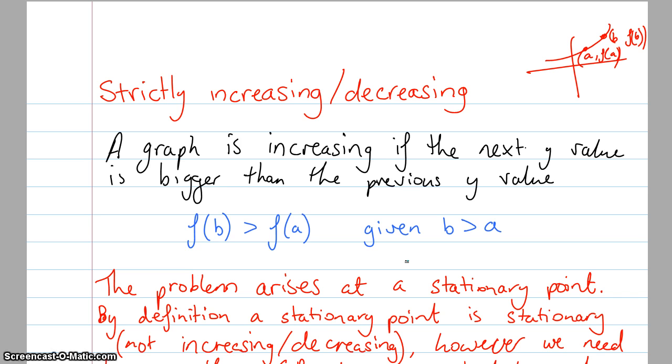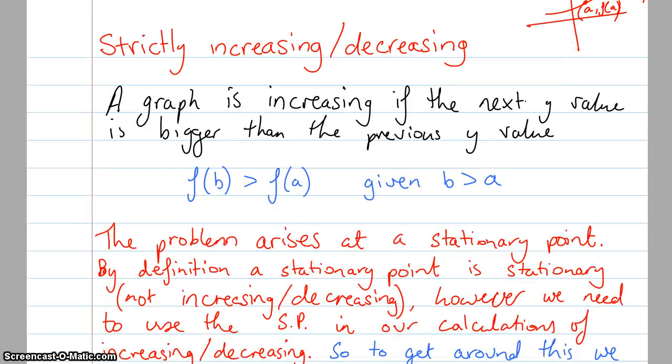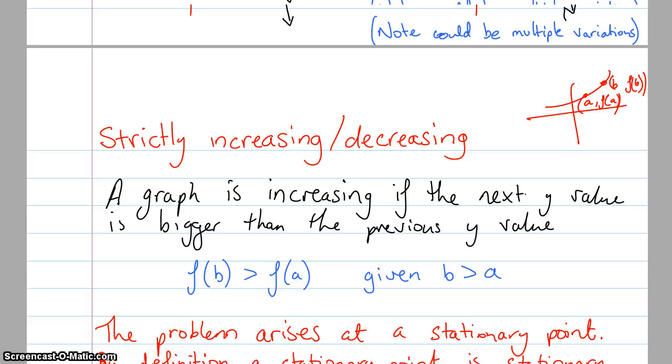Okay. The problem arises at a stationary point, and this is why this whole thing has kind of come in, because by definition, at a stationary point, it's stationary. It's not increasing or decreasing. However, we need to use the stationary point in our calculations of increasing and decreasing. So if I draw one with a stationary point, like that, I know that it's stationary at that point there. When x is 0, it's stationary. It's not moving up or down.